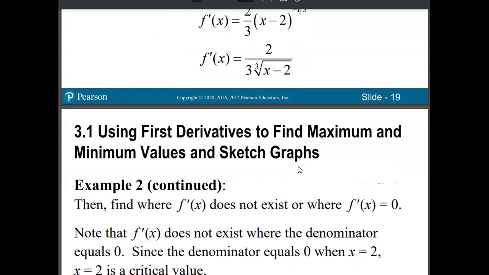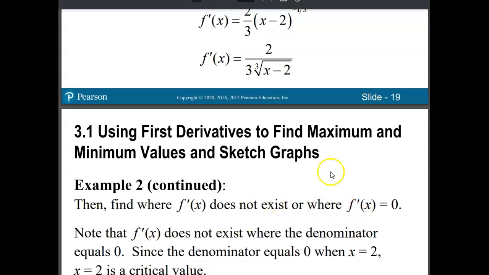All right, next we would look at this derivative and look for where it doesn't exist or where f prime is 0. Right here, note that f prime does not exist when the denominator is 0. So if the denominator was 0, it would not exist. Well, that would happen when x is 2. So since the denominator is 0 when x is 2, that means x equals 2 is a critical value.